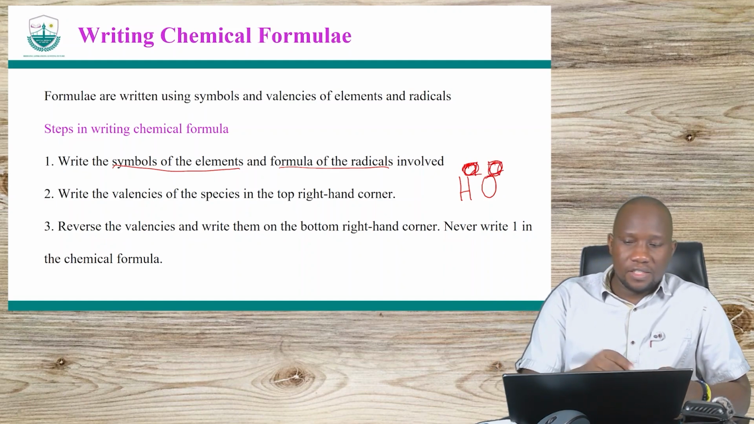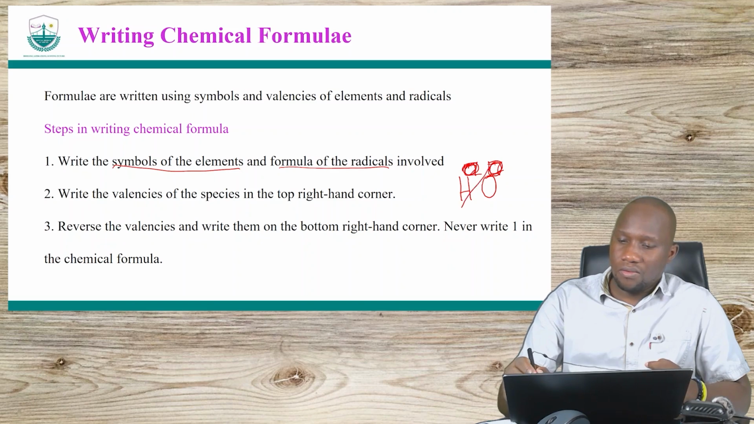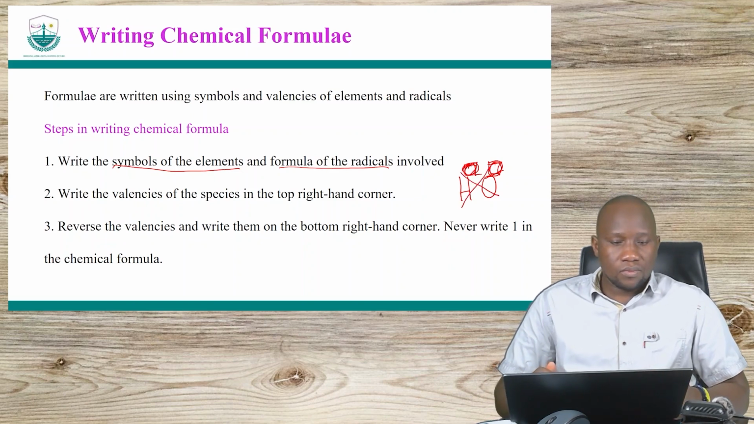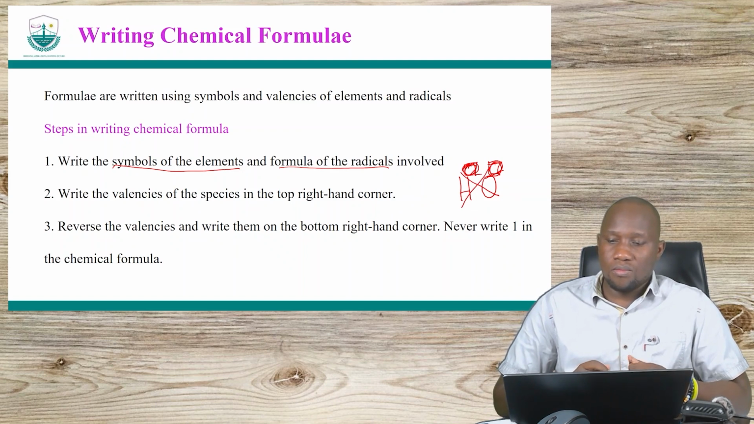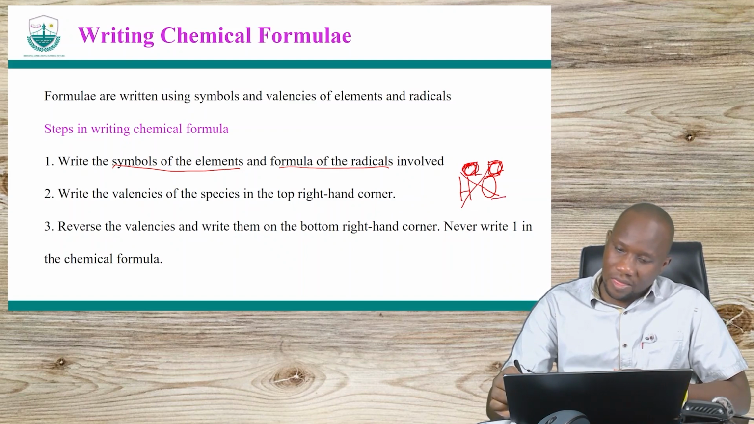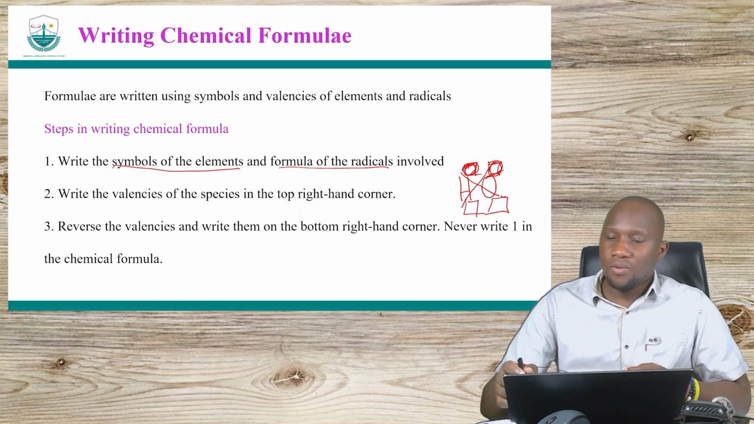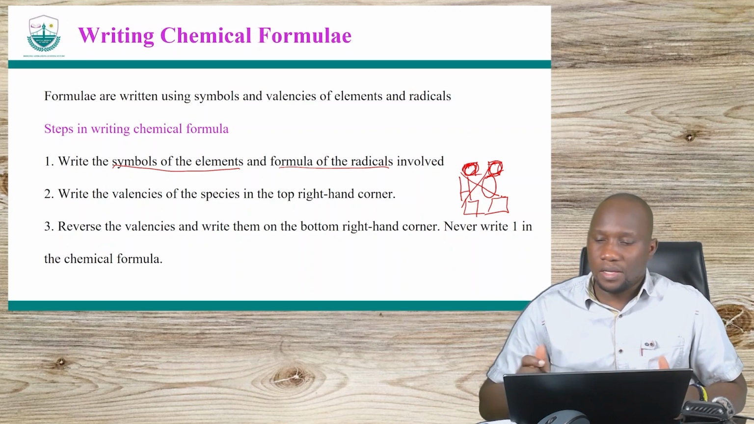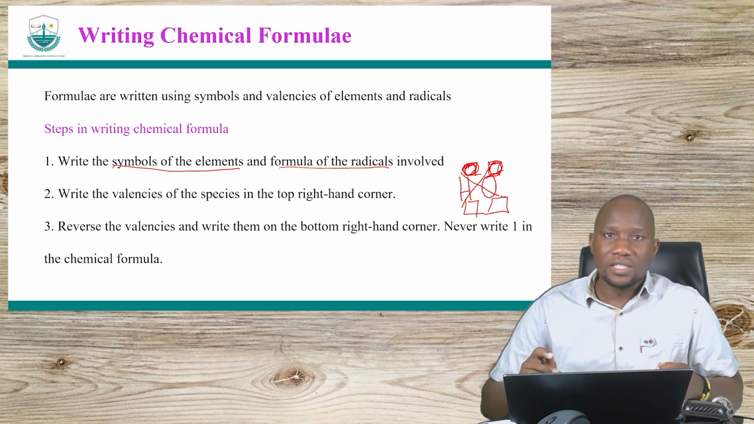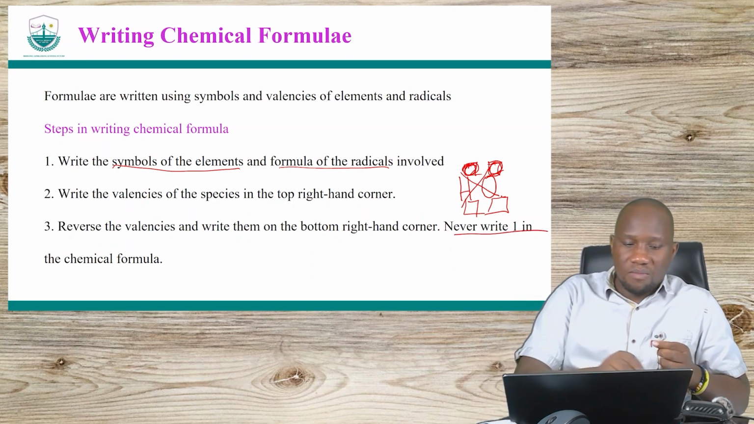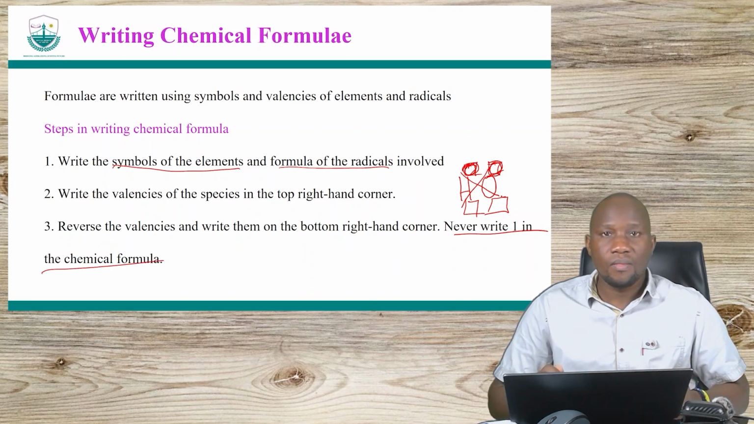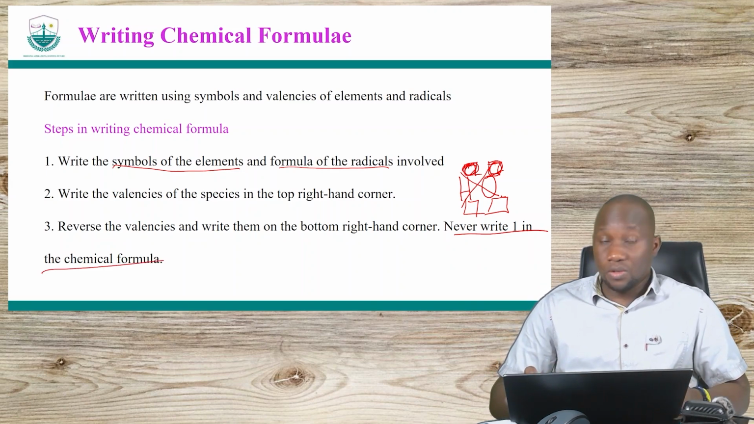And then the third step is you reverse the valencies and write them at the bottom. You write them here. Usually we don't write 1. If the valence is 1 here, we don't write it. This is what it means. Okay. So those are the rules. So we are going to apply those rules in writing some chemical formulas.